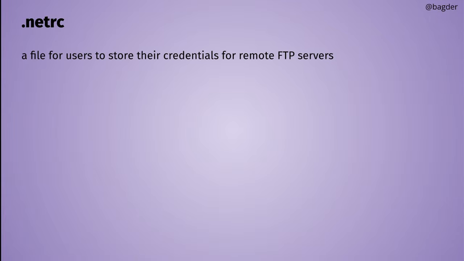So I mentioned this briefly before. This is a way to provide credentials. This is a .netrc. It's actually a file to store credentials. It's actually for FTP servers, and it was invented a long time ago. The default one is in the home directory, called .netrc. It was created back in 1978. So it's not quite as old as I am, but it's way, way, way older than curl.